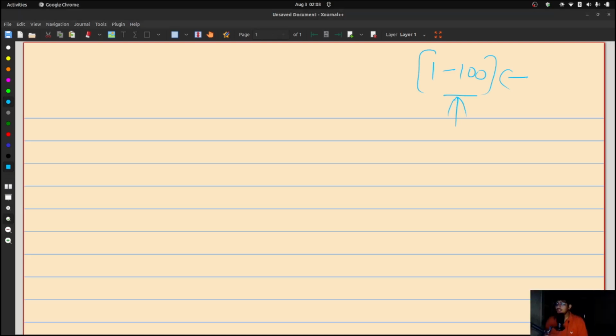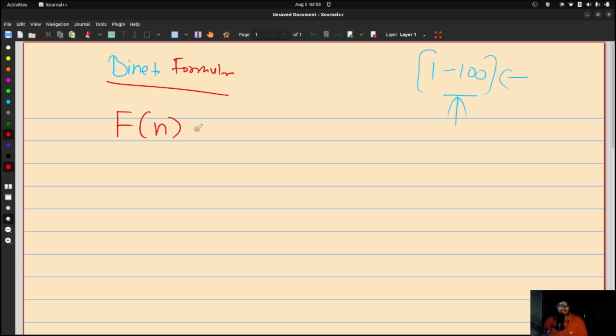Let's see. There is one formula, given by Binet. We call it Binet's formula. Let me write it down. What Binet's formula says is that you can calculate Fn, which is basically the nth term of your Fibonacci number, using phi to the power n minus psi to the power n, divided by root 5. So it's using this formula.